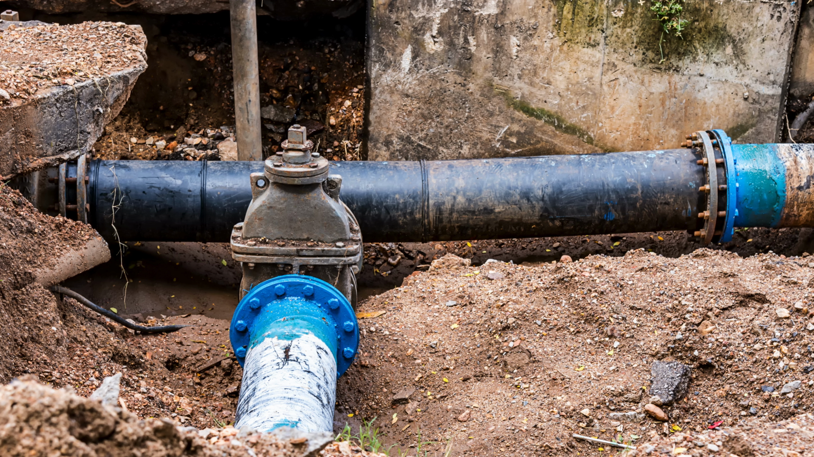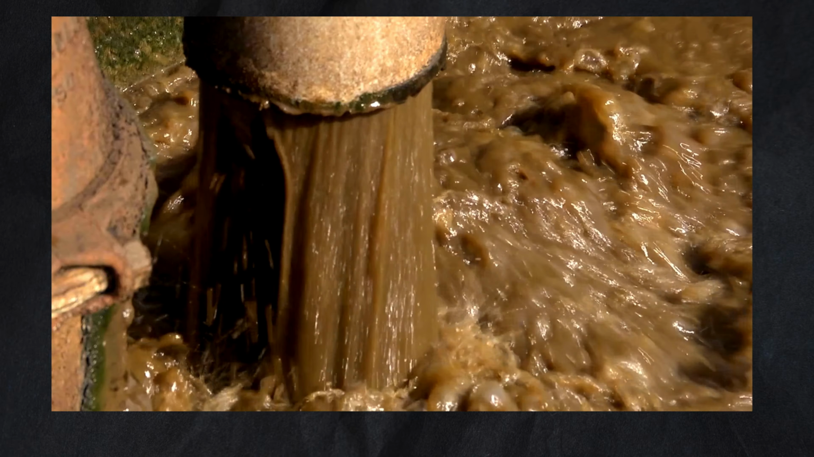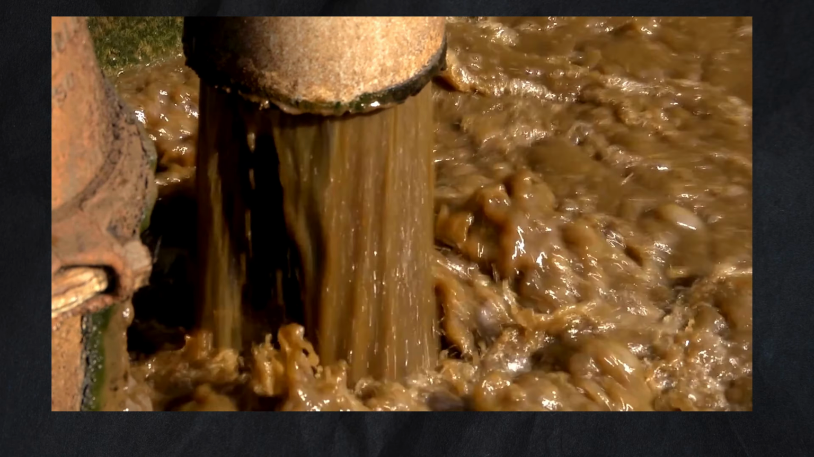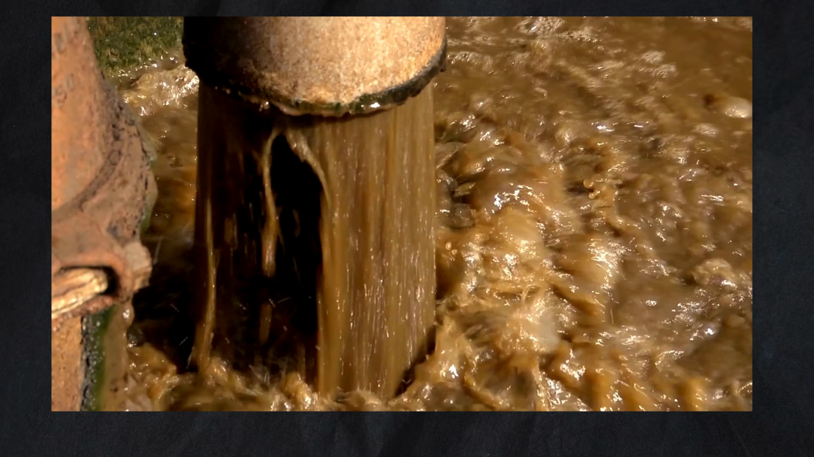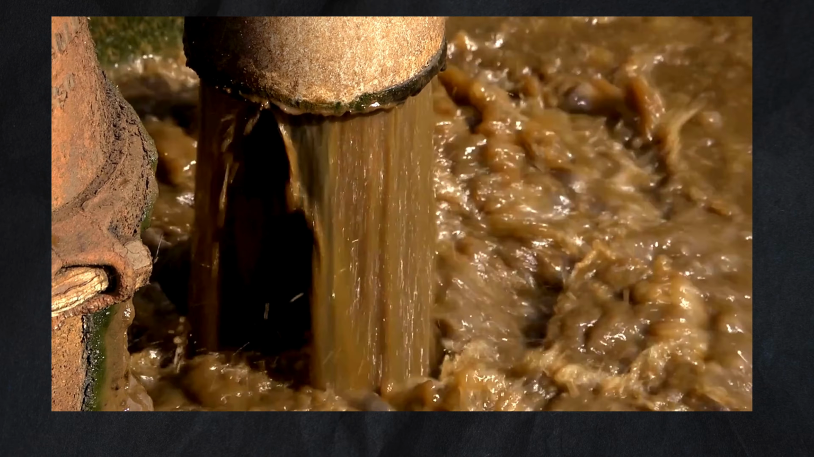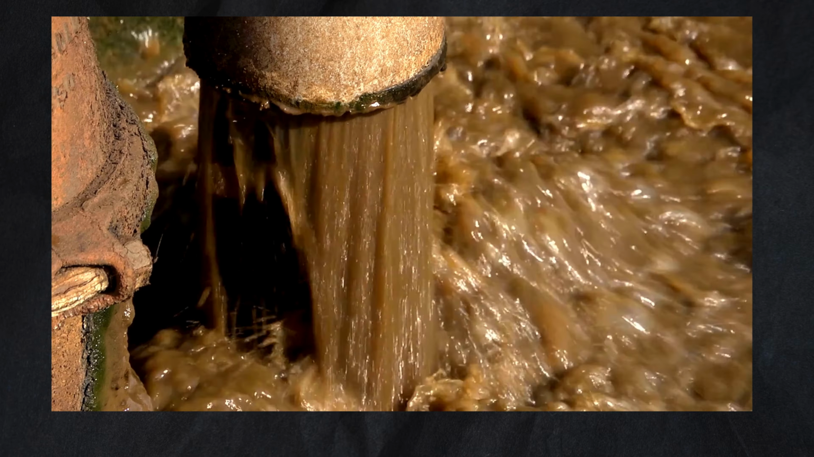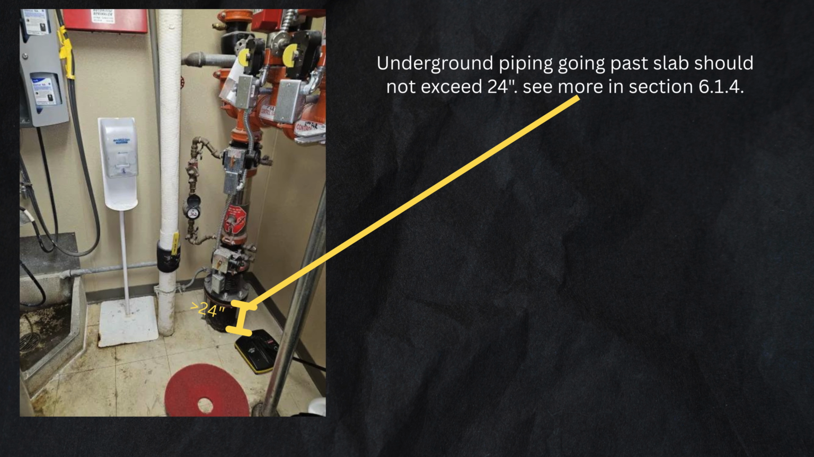Flushing underground before installing the backflow, according to NFPA 13. Underground piping, from the water supply to the system riser, and lead-in connections to the system riser, including all hydrants, shall be completely flushed before connection is made to downstream fire protection system piping. Underground piping going past the slab should not exceed 24 inches. See more in Section 6.1.4.